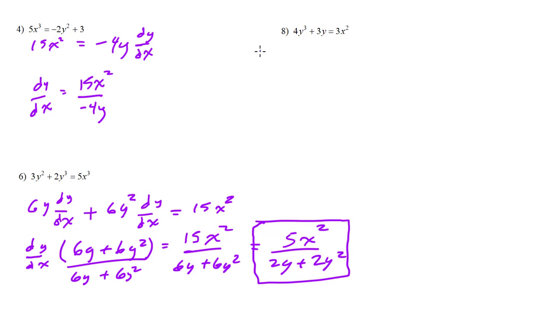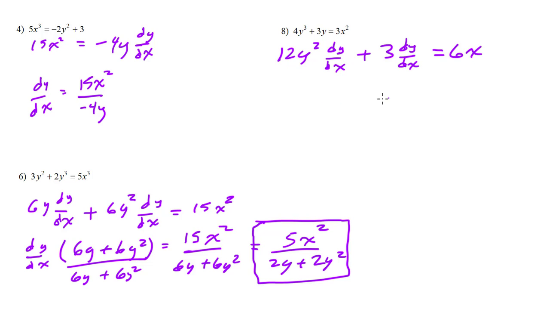For number 8, again, we've got two terms here that have a y in it. And again, we're going to use the power rule. So the derivative of 4y cubed is going to be 12y squared dy/dx plus the derivative of this is going to be a 3. Don't forget the dy/dx. So anytime you have to take the derivative of a y, because we're taking the derivative with respect to x, we're going to have this dy/dx there. And then on this side, the derivative of 3x squared is just going to be 6x.